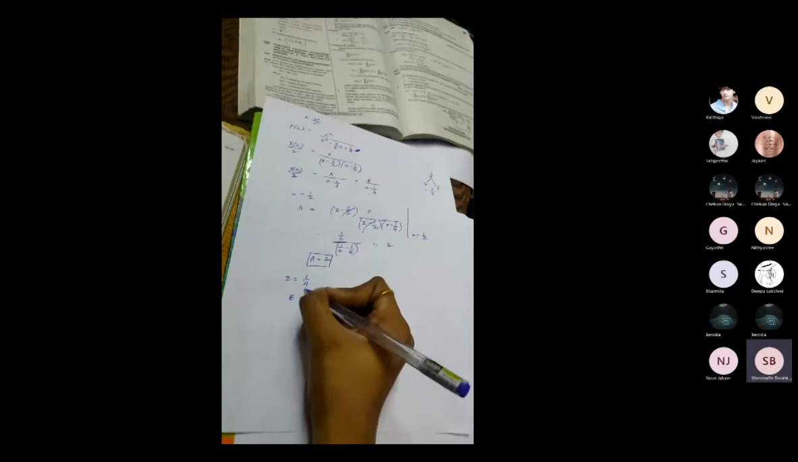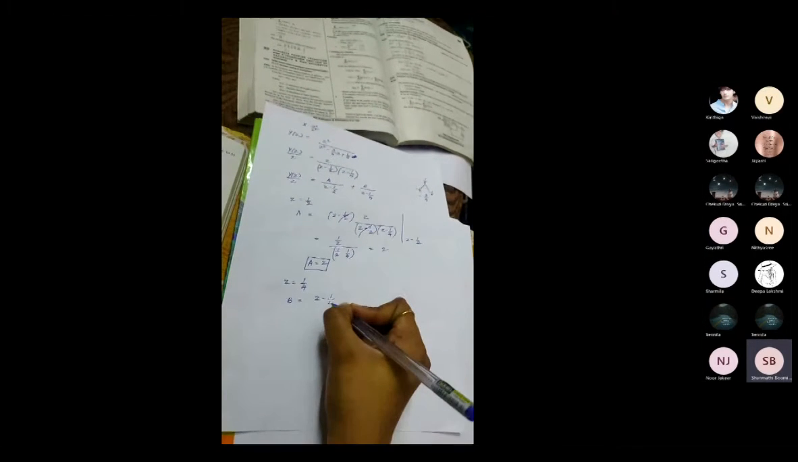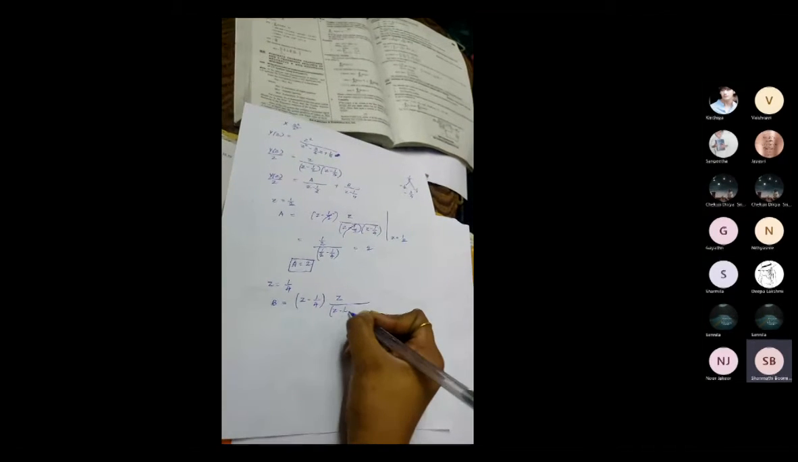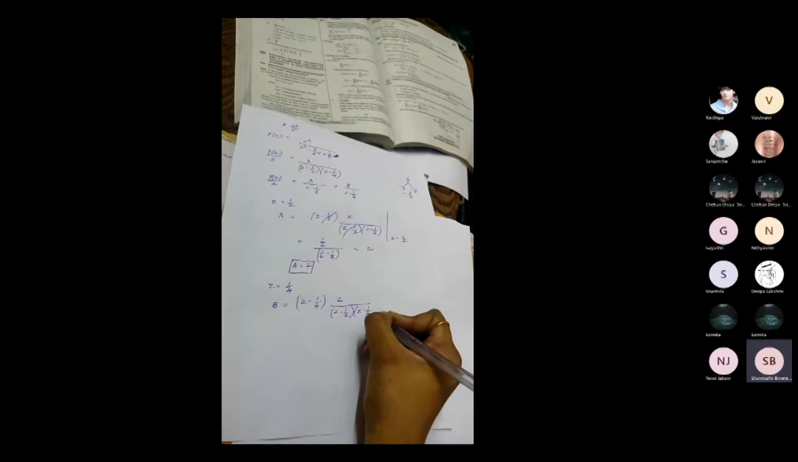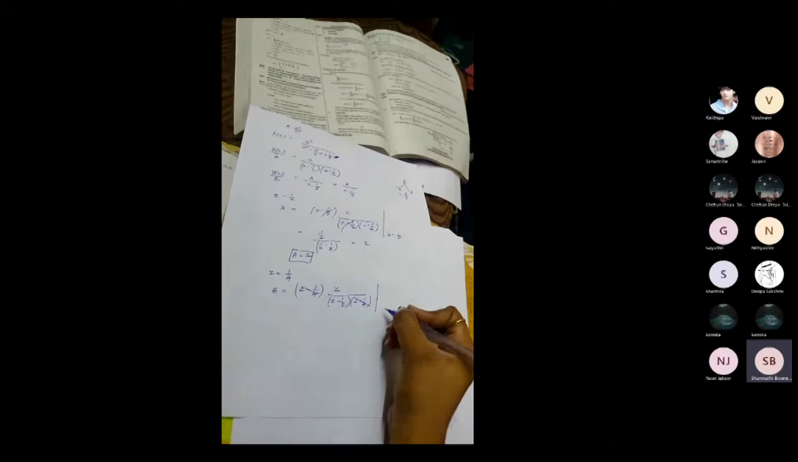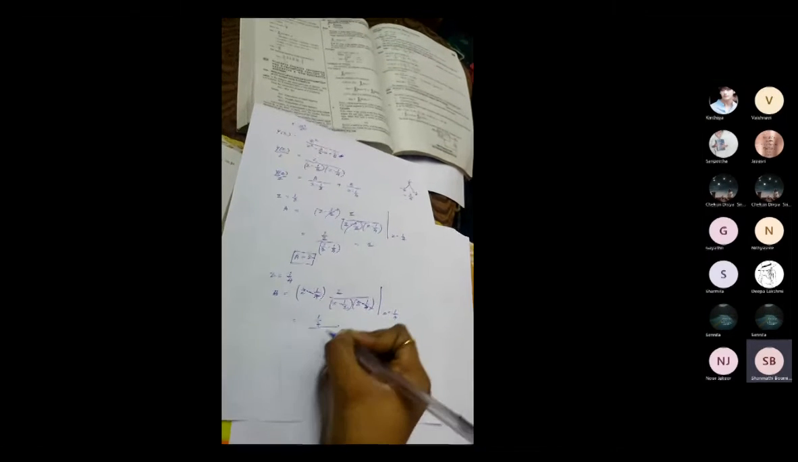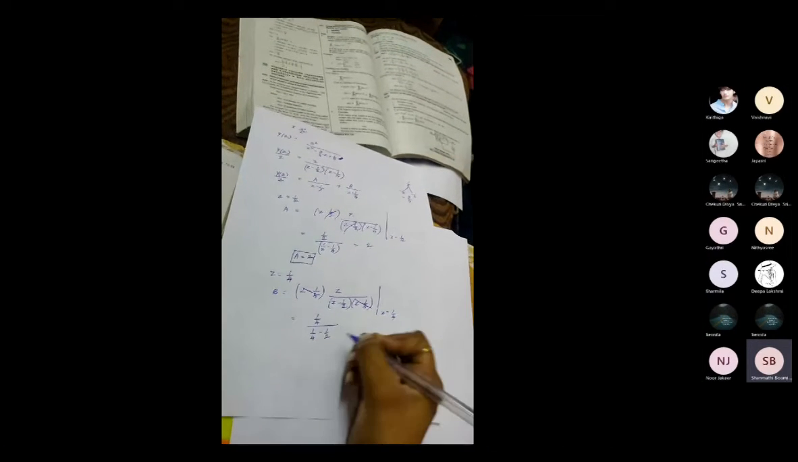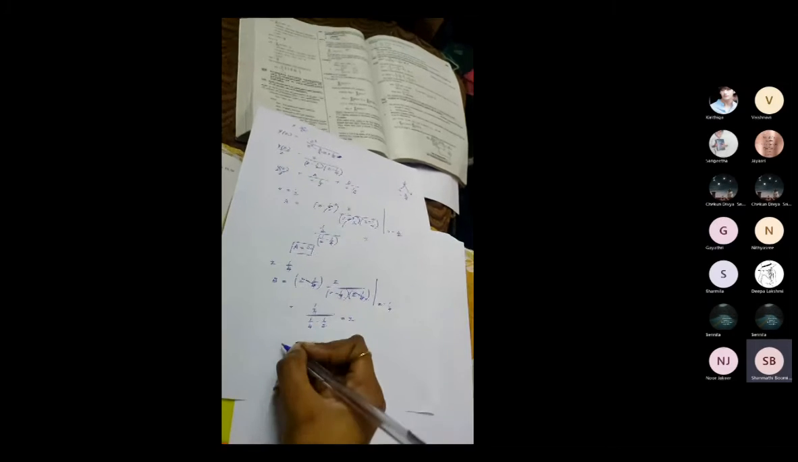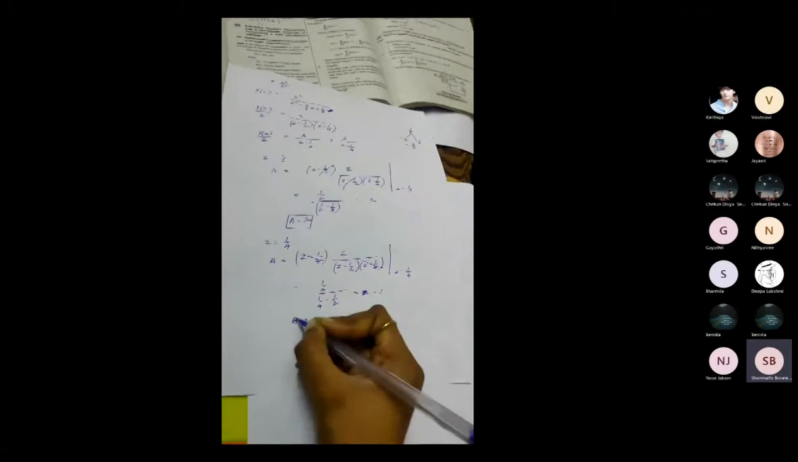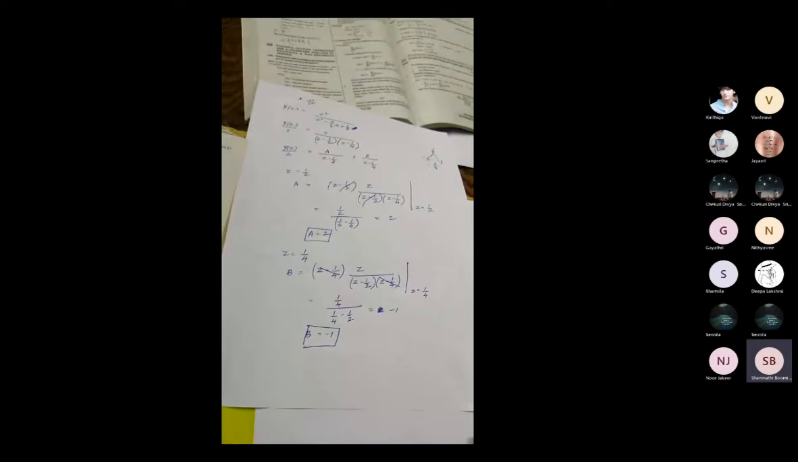B will be equal to the residue of this, so Z minus 1 by 4 into Z divided by Z minus 1 by 2 into Z minus 1 by 4. This and this will get cancelled, having the pole value of Z equal to 1 by 4. So 1 by 4 divided by 1 by 4 minus 1 by 2 will be equal to minus 1. So B will be equal to minus 1.